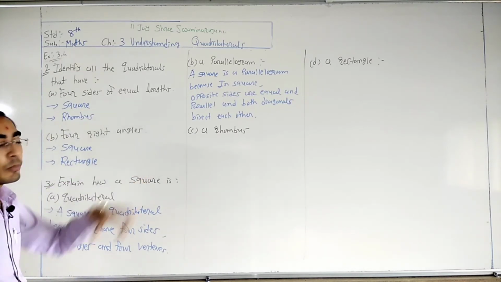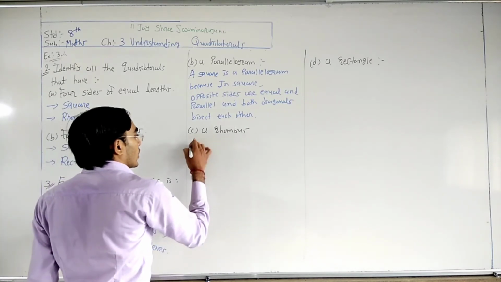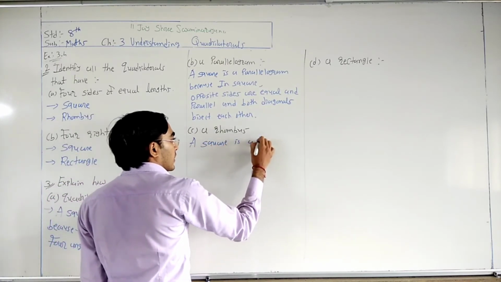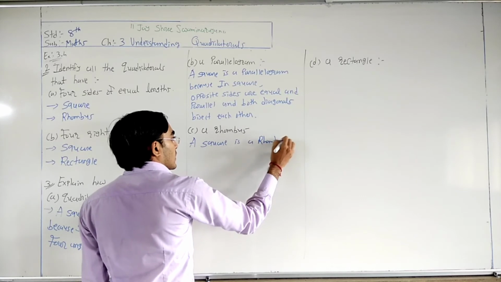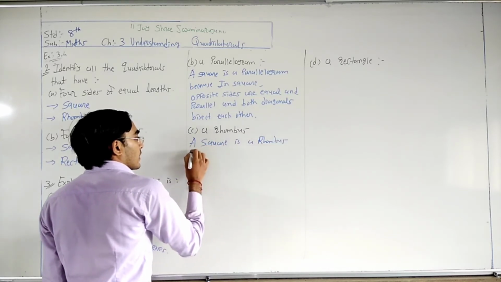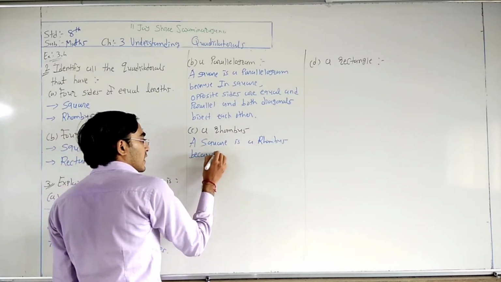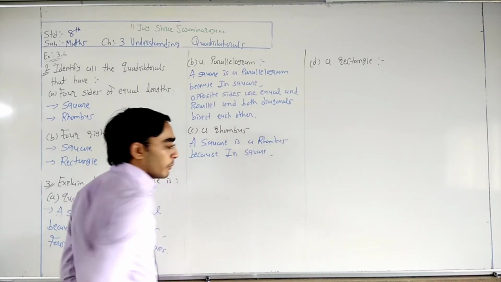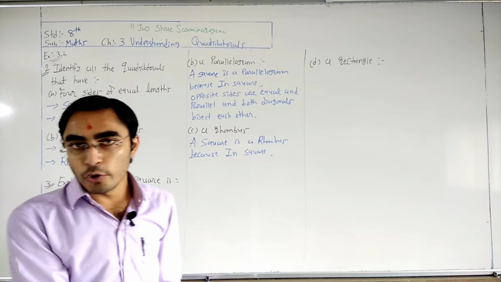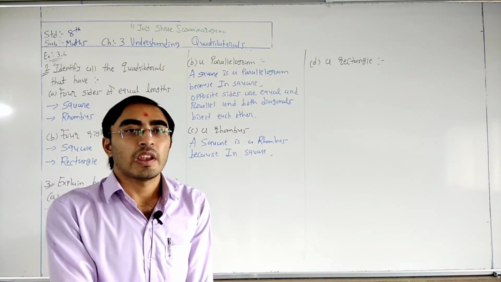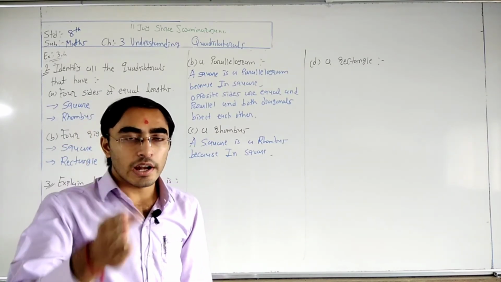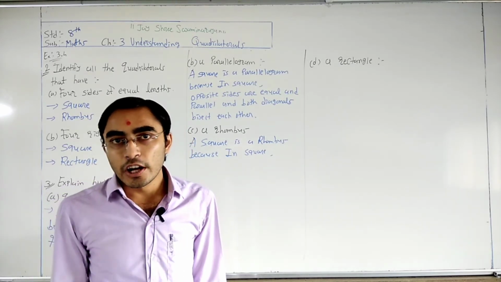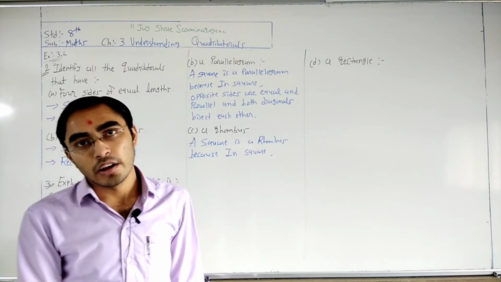Okay? Now we need to write for a rhombus. Why is a square a rhombus? So here, a square is a rhombus because in a square, now what are the required properties for a rhombus? For a rhombus, all four sides are the same, right? And diagonals bisect each other at 90 degrees. So that property we have in this square. That's why we can say that a square is a rhombus.